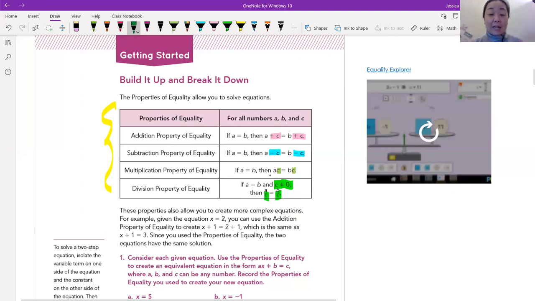All right, now the division property of equality says what? If you divide both sides by the exact same number, it's going to be equal to each other. The only thing you can't do, if you see this little stipulation there, is divide by 0. You just don't. Friends don't let friends divide by 0. Okay, bad things happen when you divide by 0.